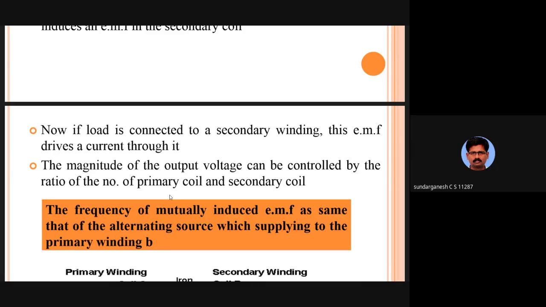If there is no load connected to the secondary winding, it will produce an EMF. If it is connected to a load, a current will flow through it. The frequency of the mutually induced EMF is the same as the frequency of the input voltage. Both the input voltage frequency and the frequency of the EMF generated in the secondary winding are the same.